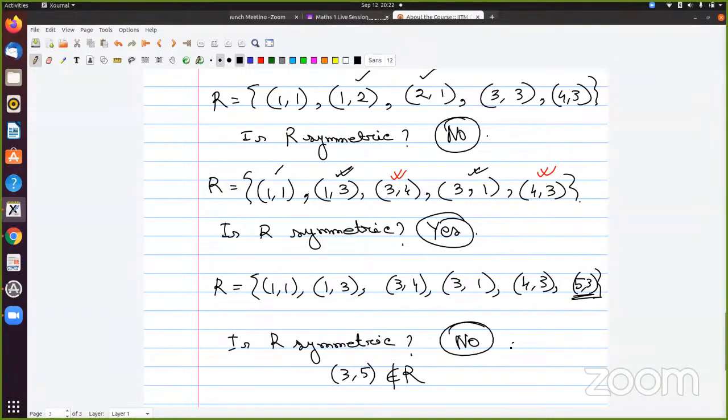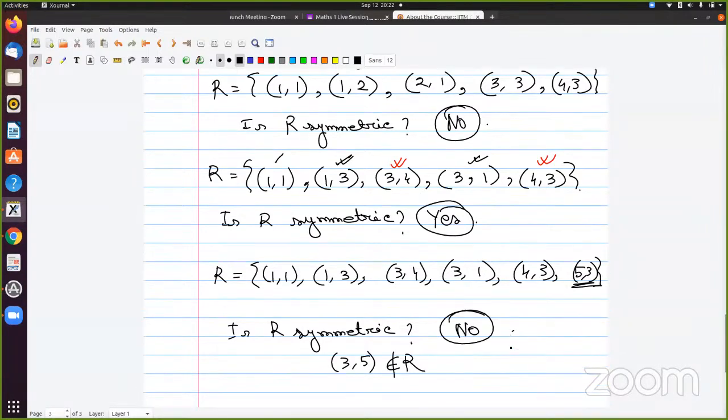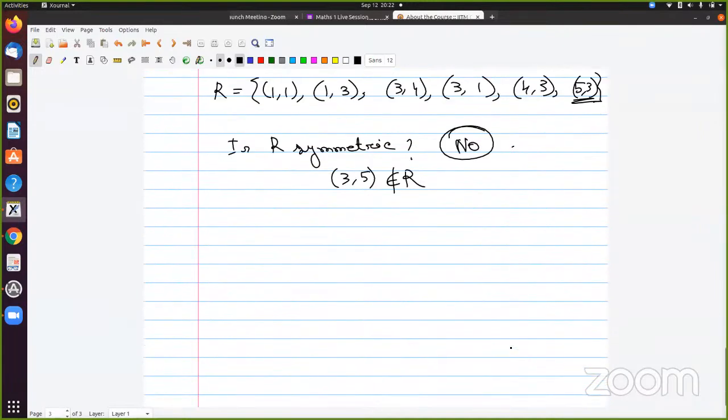Clear? Everybody understood this? Great. Now, what is the next one? Third one? Transitive. Okay, let's understand transitivity. Again, follow what I am writing. Whenever A, comma, B.